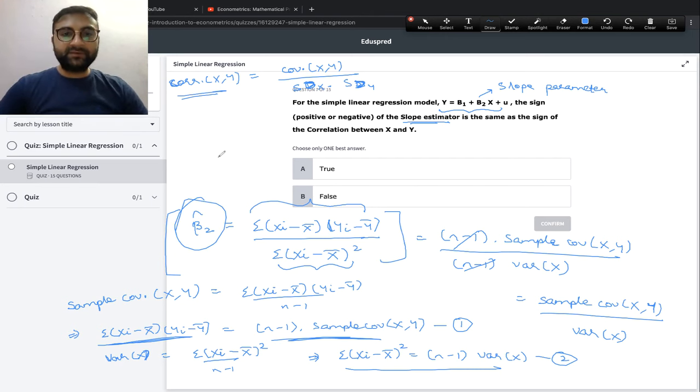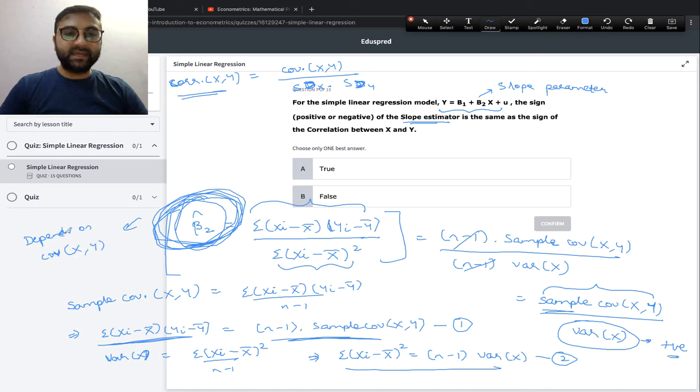Now think of it in this manner. If you take a look at beta 2 hat, what is in the denominator? In the denominator you have variance of x, and variance of x is always a positive thing. Okay, so the denominator cannot be negative. And in the numerator, you have sample covariance of x and y. So whatever the sign of beta 2 hat is, that depends on the sample covariance between x and y. Okay, it's not necessary to write this word sample. I hope you understand this. So I can just call it covariance between x and y. So the sign of beta 2 hat, whatever the sign is, depends on covariance between x and y. Right, because the denominator is always positive.